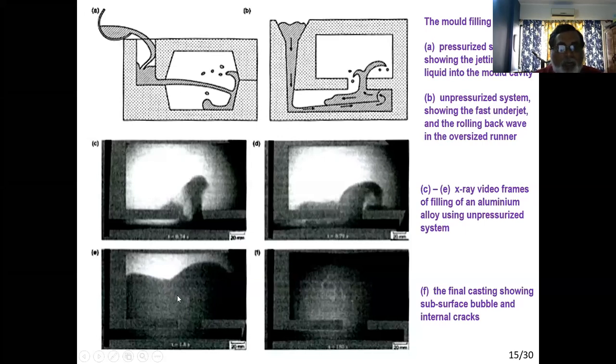Not much fountain now. It is progressing in a more or less calm manner, but because of the early damage, because of this early splashing and fountaining effect, we tend to get lots of cracks in the liquid metal. You're saying that this is the white area, these are the cracks. So ultimately, we generate lots of cracks in the casting. So even in the bottom pouring system or unpressurized system, designing of the system is very critical. It will give you better quality casting, but designing is very crucial.